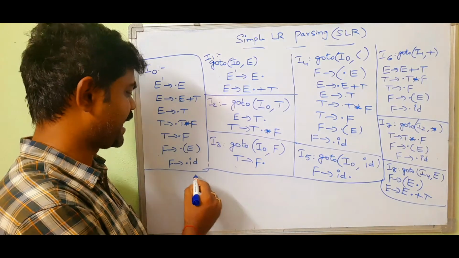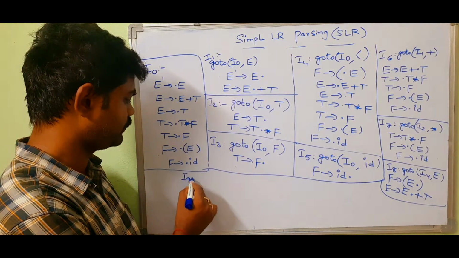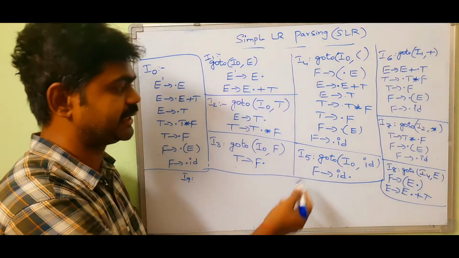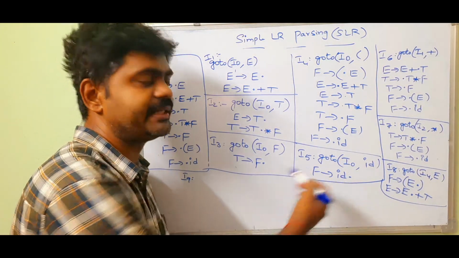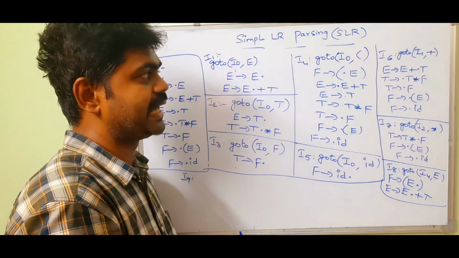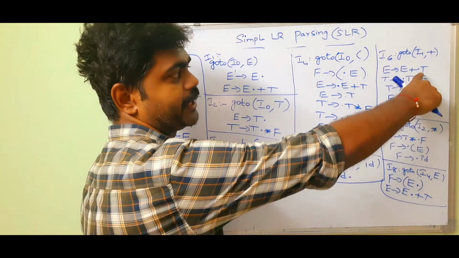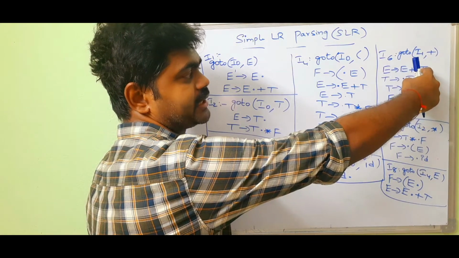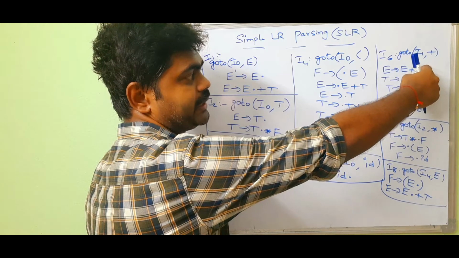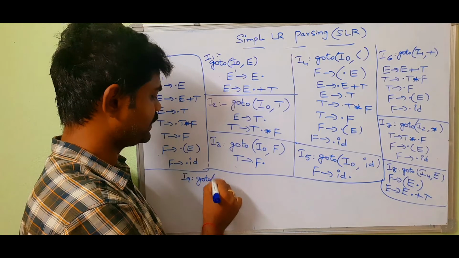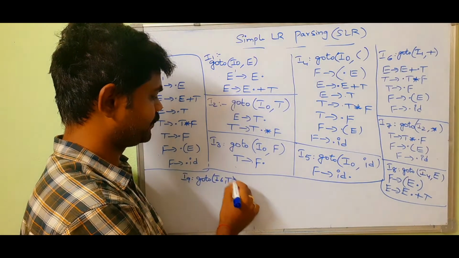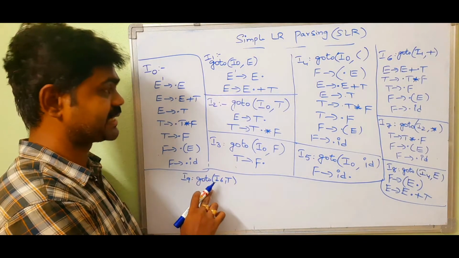So next is I9. Okay, I4 is over. No need to calculate on I5. Why? Because the dot already reached at the end. Now I6. So on I6 I can apply on dot is before T, so I can apply on T. So I9 is go to of I6 comma T.